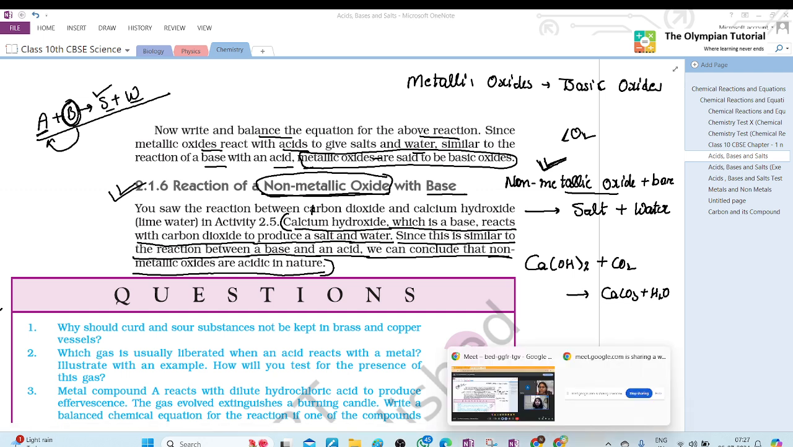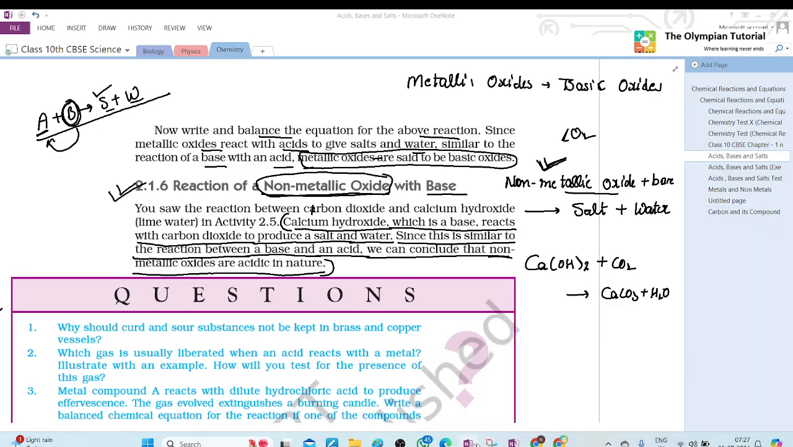Only acids have H plus, bases have hydroxide ion, but we consider it a neutralization reaction. Obviously this one is a neutralization reaction because we are getting salt and water. So it depends on the condition. If base is reacting with this one, it means this substance will be acidic. Are you getting all the things?